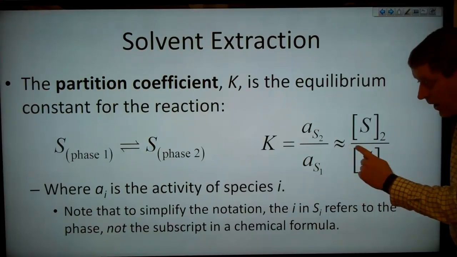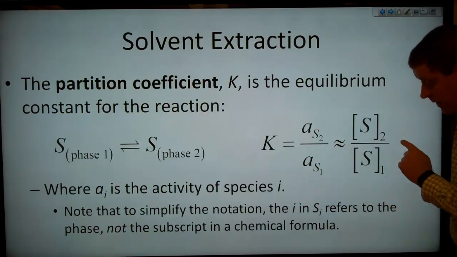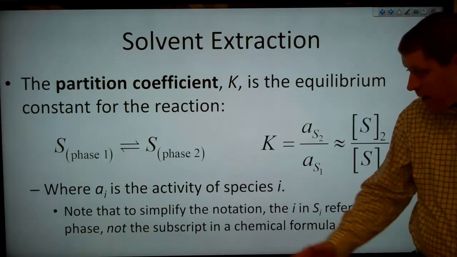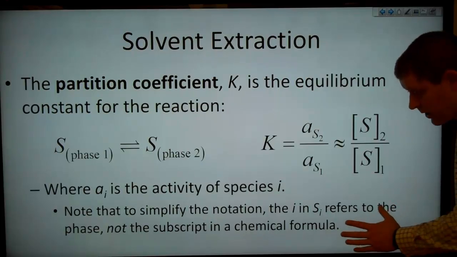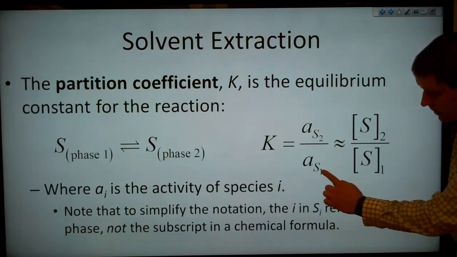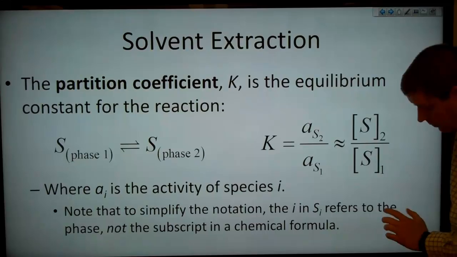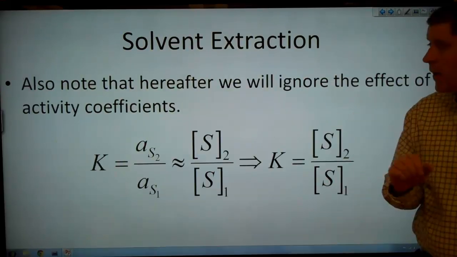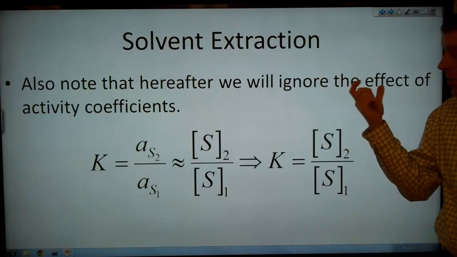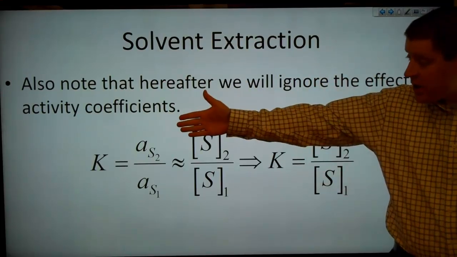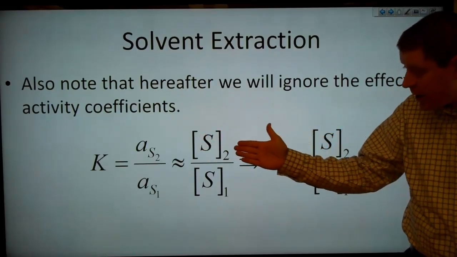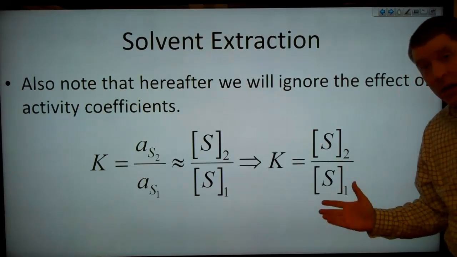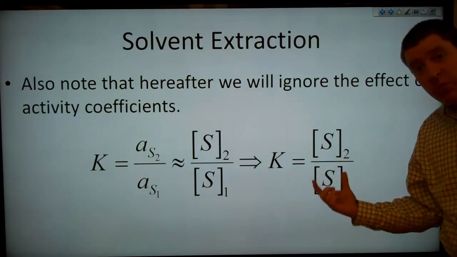This is approximately equal to the concentration of our solute in phase 2 divided by the concentration of our solute in phase 1. Note here that in order to simplify the notation, this I in S_I, here and there, refers to the phase, not a subscript in a chemical formula. Also note that hereafter we're going to ignore the effect of activity coefficients. So instead of writing K is approximately equal to the concentrations, we're going to say K is equal to those concentrations. It's up to you to remember that these are really approximations.